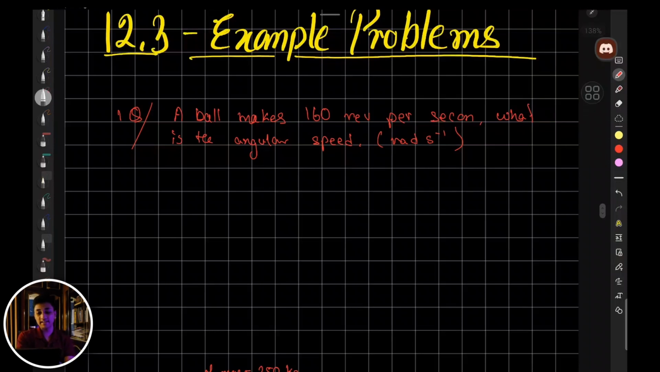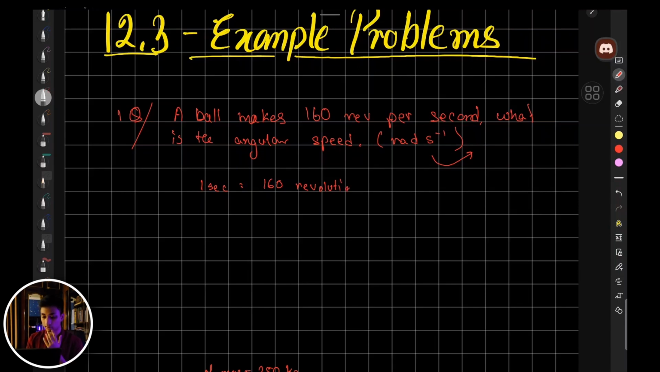A ball makes 160 revolutions per second. What is the angular speed in rad per second? In circular motion, you're supposed to always keep your answer for angular speed in radians per second. So yeah, a ball makes 160 revolutions per second. 1 second is 160 revolutions.